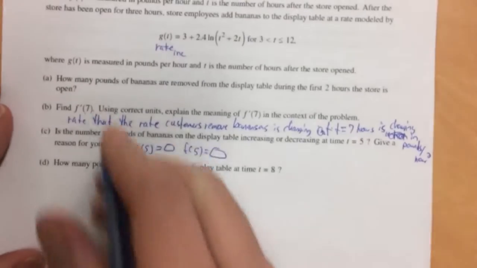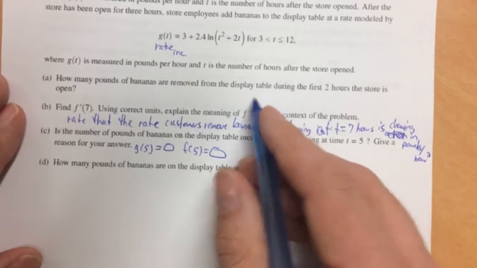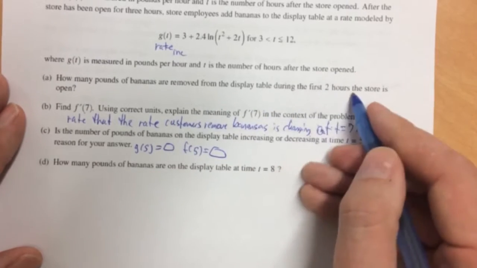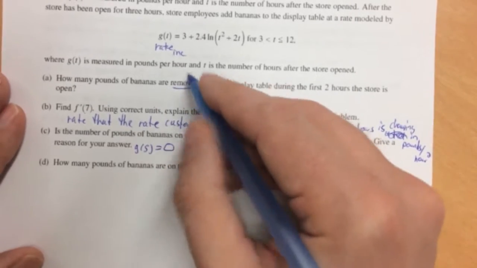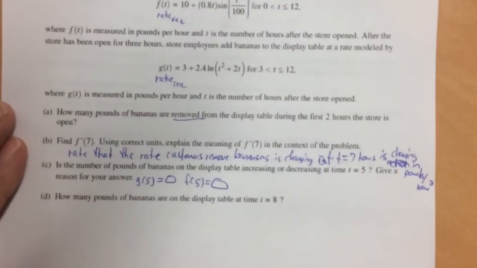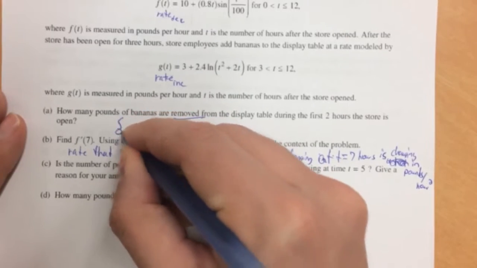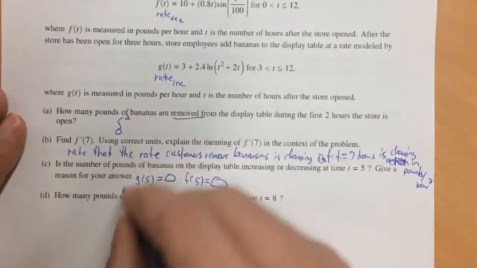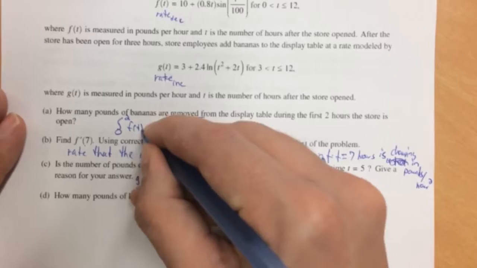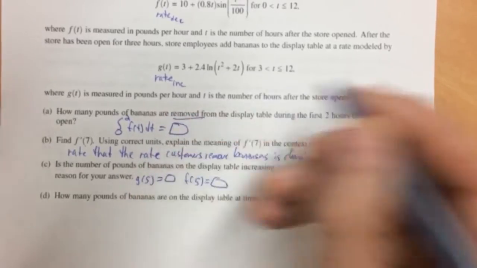Okay. Part B, how many pounds of bananas were removed from the display during the first 2 hours? So removed from, this is going to be the rate of decreasing, that's f of t. And what was the amount that was removed? That's going to be the integral of the rate, the integral from 0 to 2 of f of t dt. And you just find that number. You type it into your calculator.